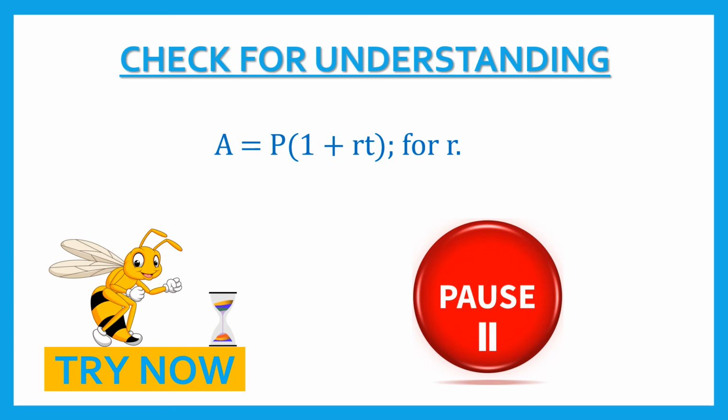Checking for understanding. A equals P, open parentheses, 1 plus RT, close parentheses, for R. Go ahead and try this one.